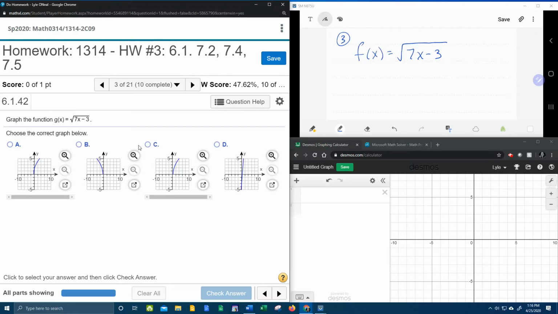Question number three from our college algebra, homework number three in MyLab Math. Here again, they want us to graph a square root function. I've got it up here in my window. Let's begin. I need the domain.